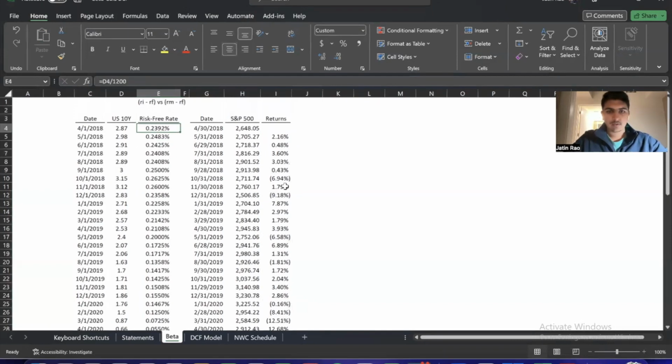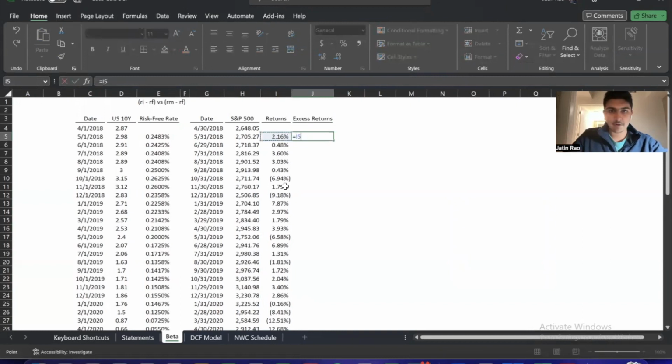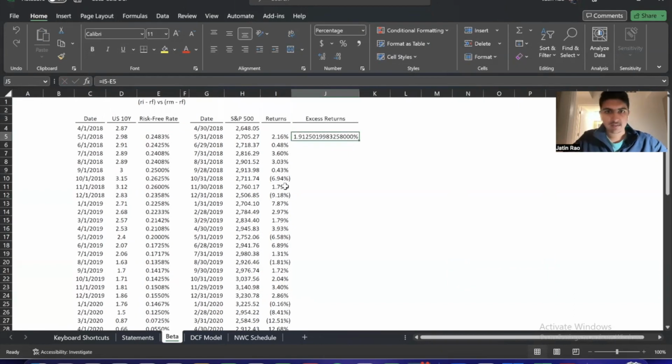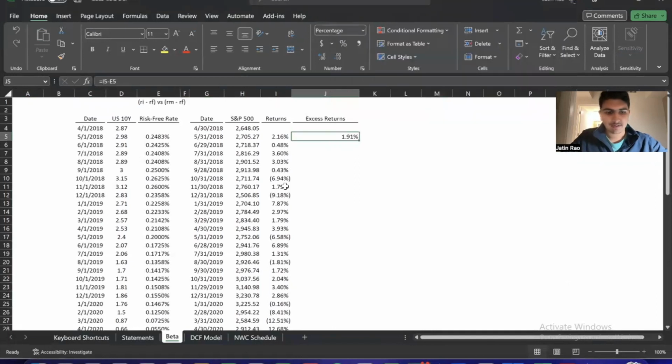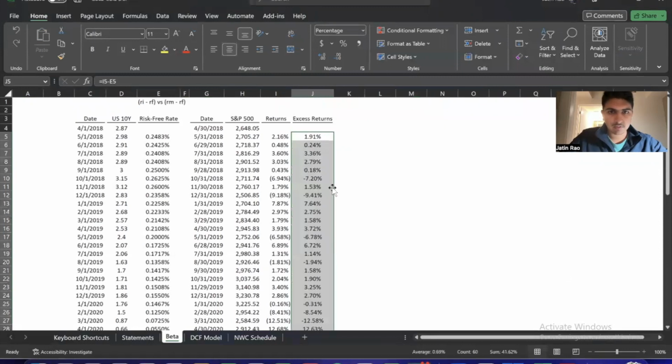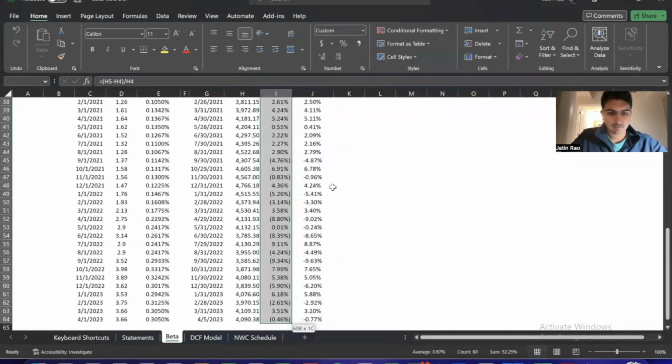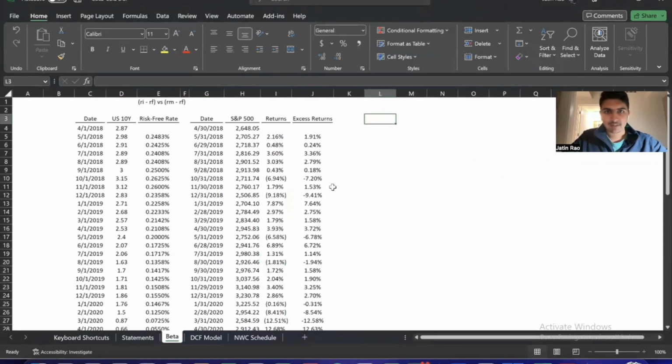Okay, so we can do the same. Actually, we don't even need that risk-free rate because all of these returns are going to be against this risk-free rate. So now let's look at excess returns. This is just going to be the S&P's return minus the risk-free rate. Don't need that many decimal places. An easy way to fix that is to do Control 1 and say I only want 2 decimal places. There we go, excess returns, and copy those down. These are centered too. Wasting a lot of time on formatting, but that's totally fine.